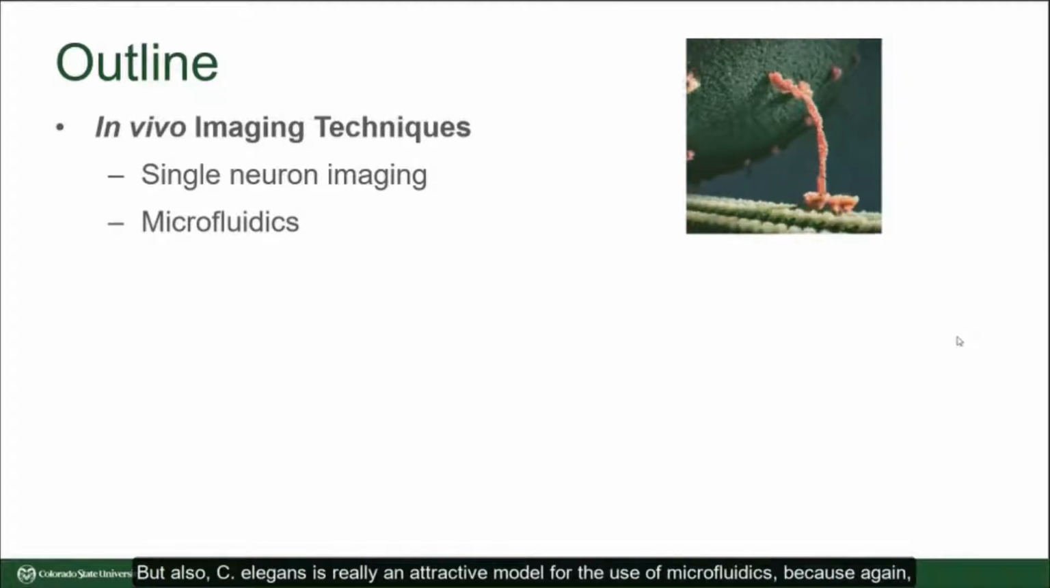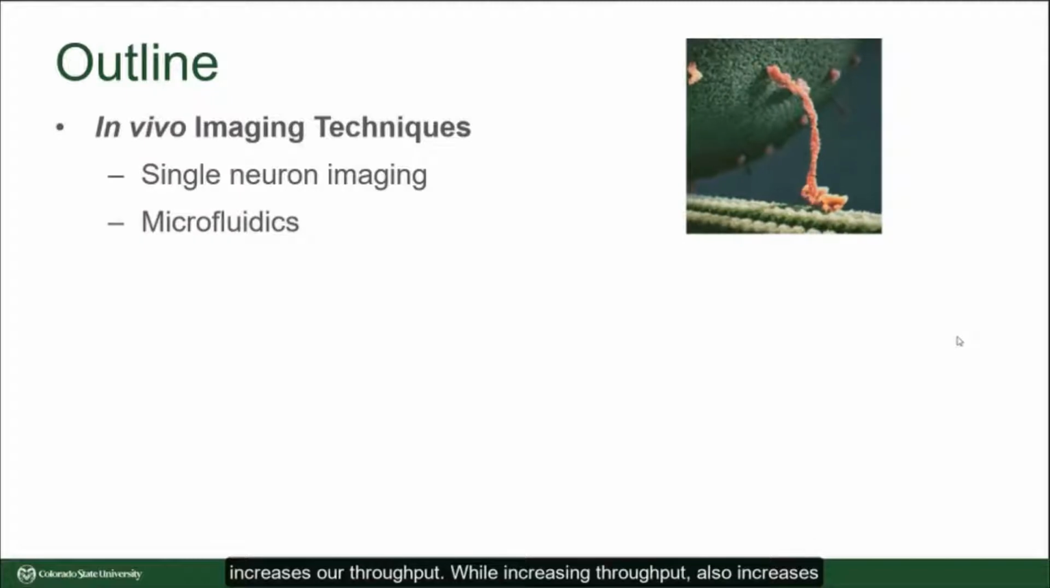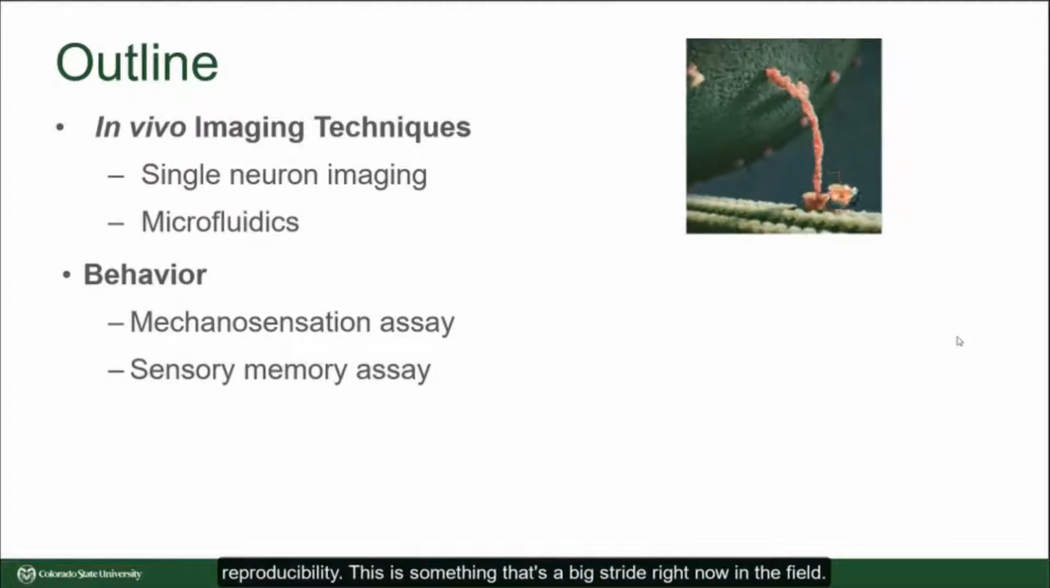And we can also look at single neuronal imaging, which is what we primarily do. But also, C. elegans is really an attractive model for the use of microfluidics, because again, it's very small. Not only does microfluidics help us with different imaging processes, but it also increases our throughput. While increasing throughput, it also increases reproducibility, which is something that's really a big stride right now in the field. But not only can we look at the molecular level, we can also look at the behavioral level.